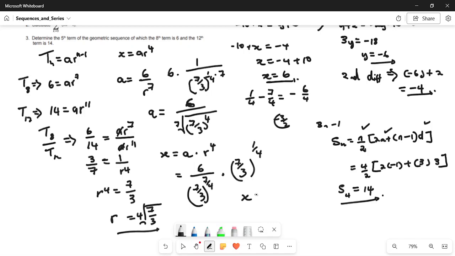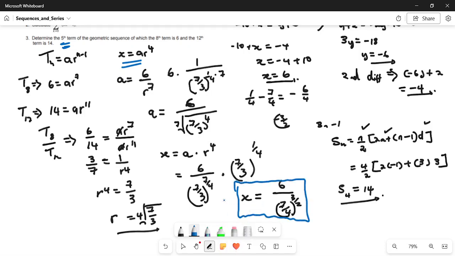So x is defined by, oh, I still have 6. So it's 6 multiplied by 7 over 3 raised to the power minus 3 over 2. And this is the value of, not the first term. I've been making a mistake. It's the fifth term. I'm sorry, I've been saying the first term. x is the fifth term. So the fifth term is this value right here. This is t sub 5.